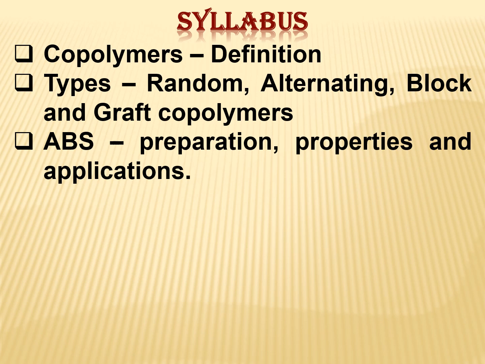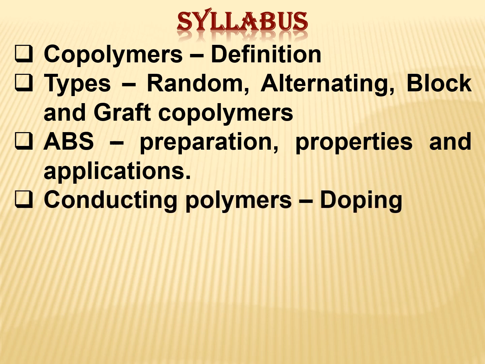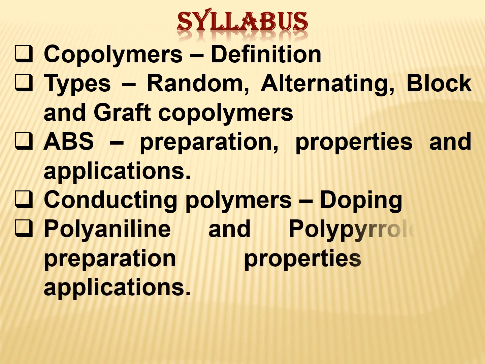ABS copolymer, that is a special type of copolymer which has wide applications. Conducting polymers and doping. So conducting polymers, these are polymers which can conduct electricity, and doping, the process by which the conductivity of such polymers can be improved. Polyaniline and polypyrrole, two important examples of conducting polymers.